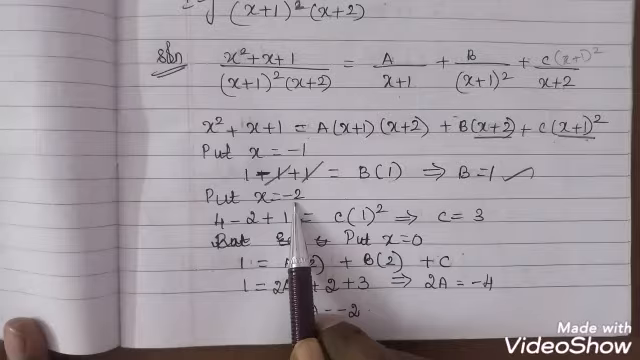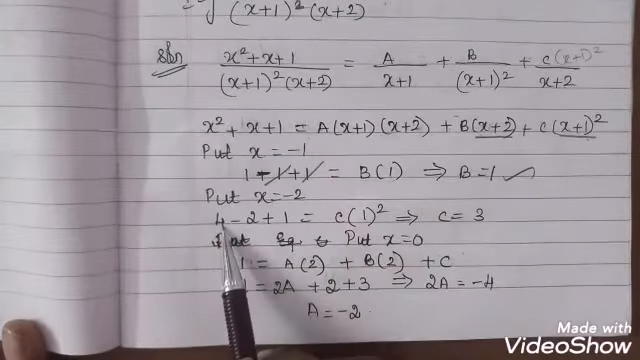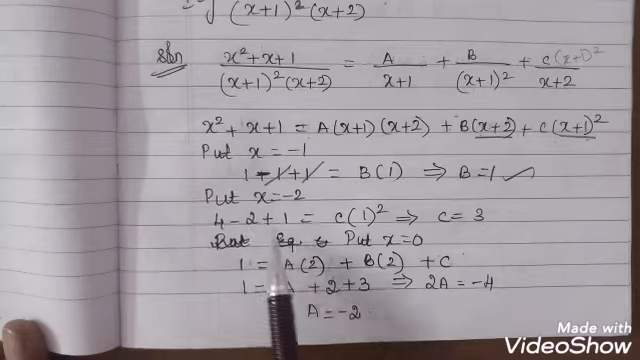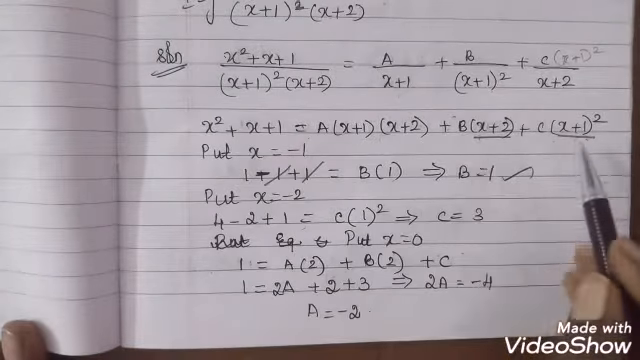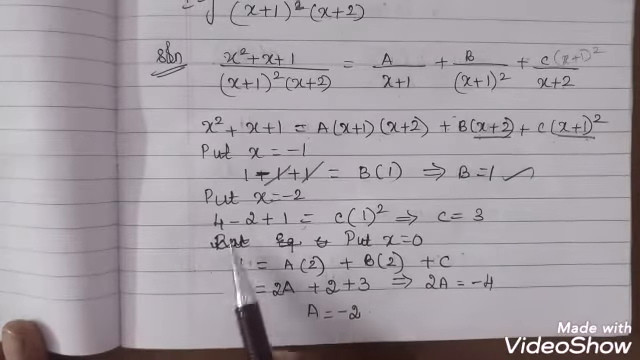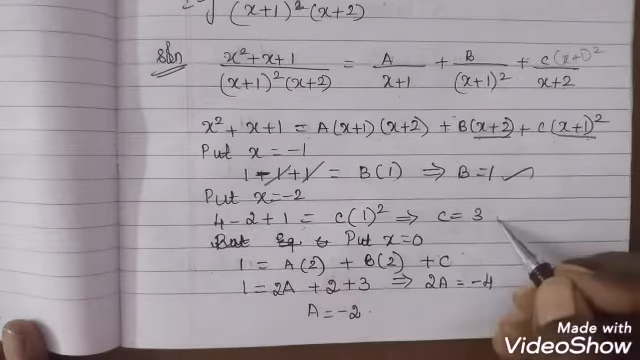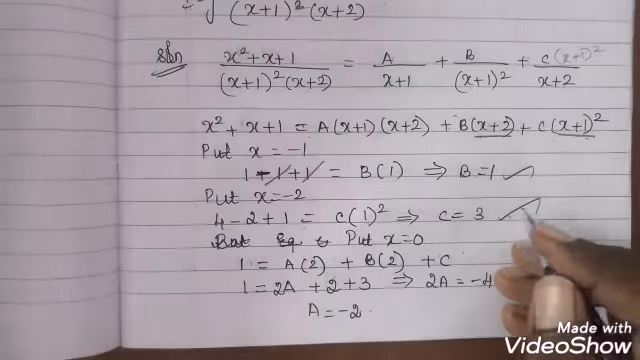The next one is, put x is equal to minus 2. When you put x is equal to minus 2, you will get minus 2 the whole square, which is 4, minus 2 plus 1, is equal to, here it becomes 0, here also it becomes 0. So c into minus 2 plus 1 the whole square is nothing but 1 squared. So 2 plus 1, that's nothing but 3. So here c is equal to 3.